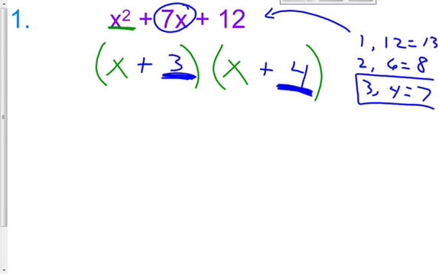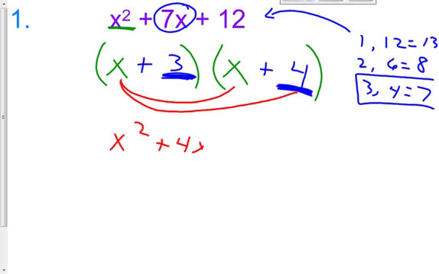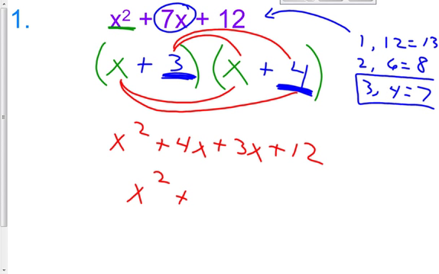What I always want you to do on these ones is FOIL. So we're going to FOIL by taking first times the first, outside, inside, and the last. So we have x times x to give me x squared. X times 4 is a positive 4x. 3 times x is a positive 3x. And 3 times 4 is a positive 12. So now, when I combine like terms, I get x squared, 3x and 4x make 7x, plus 12.